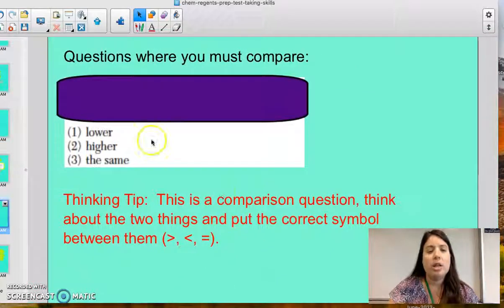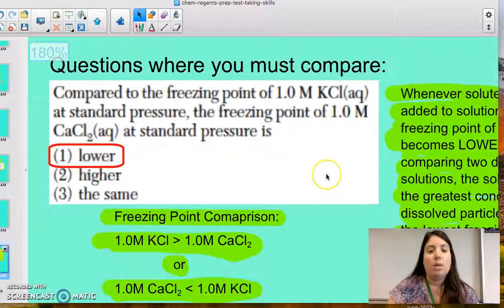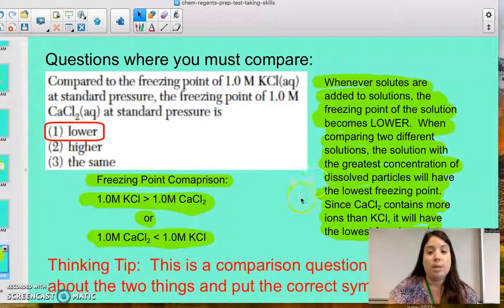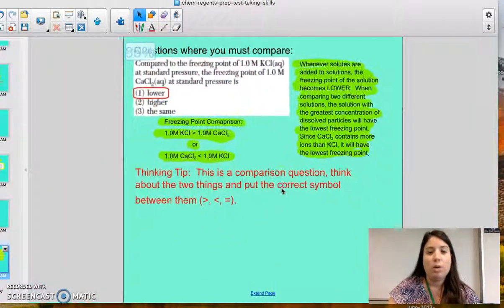Here's another 3-choice comparison type of question, where we want to figure out if the two things that we're comparing are the same or if they're different, and we want to be able to figure out specifically how they are different. This is a tough question. It's a very specific chemical idea. So again, we want to couple the chemistry that we know with what the question is asking.